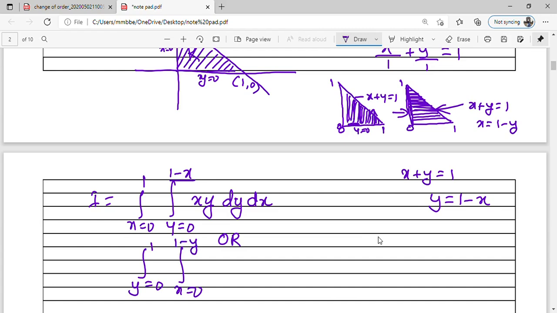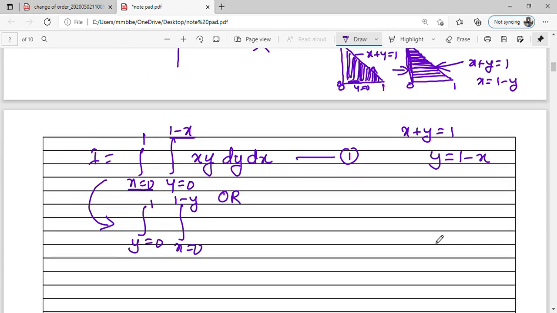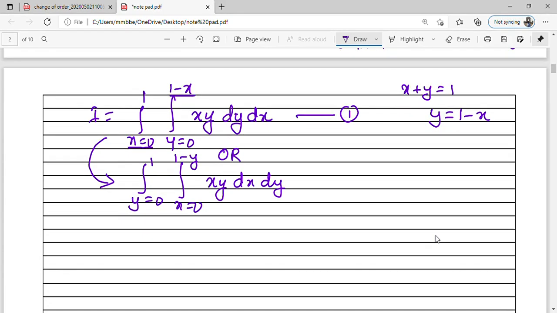This equation will be given to you and you have to change the order. In the above equation, x is constant and y is varying. So our work is to fix the y limit and vary the x. Here first you have to integrate with respect to y. So this is the change of order. The same problem can be solved either way and you will get the same answer.